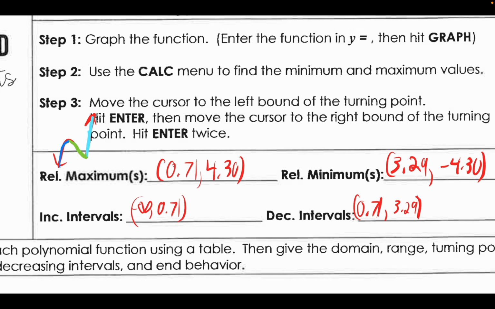And so we would put a comma here saying there's a second increasing interval, so it's intervals, plural. And that is 3.29 all the way to infinity. And then that covers the entire graph, so we only list one decreasing interval because there's only one area from left to right that it decreases on.